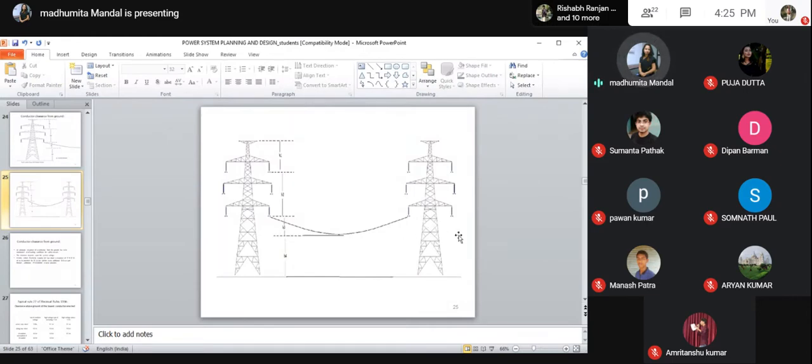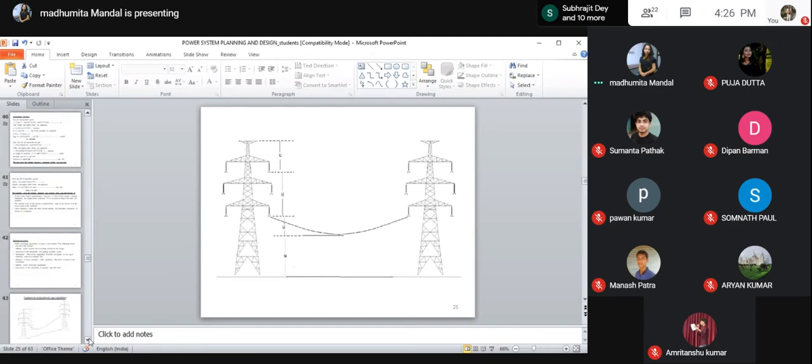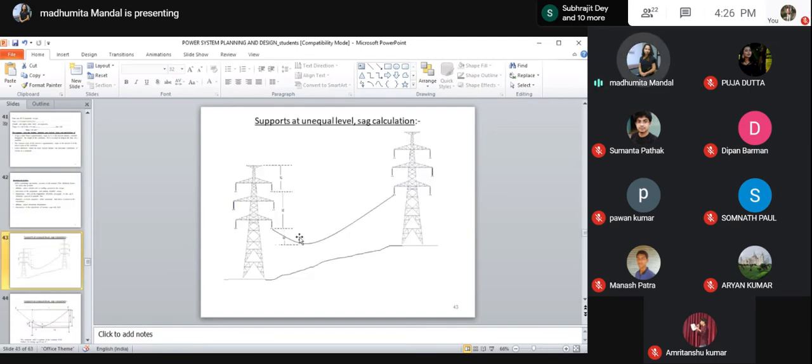So let us just see the example. Basically if the height is different, say this tower is higher here, then the conductor shape will be somewhat like this. So in this case the lowest point is here. The minimum ground clearance will depend on the distance between the ground and the conductor. So the minimum ground clearance can be at the lowest point or somewhere else also, depending on the ground.